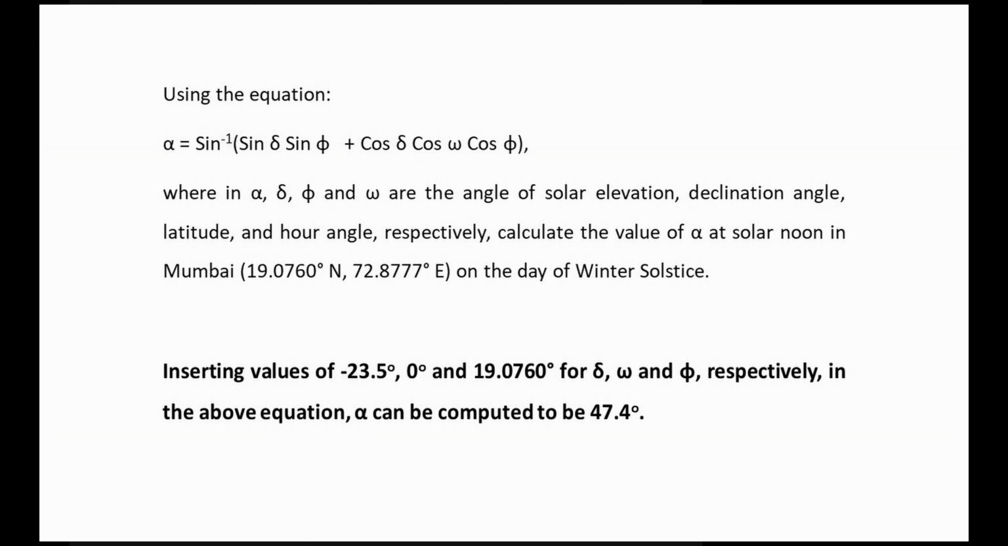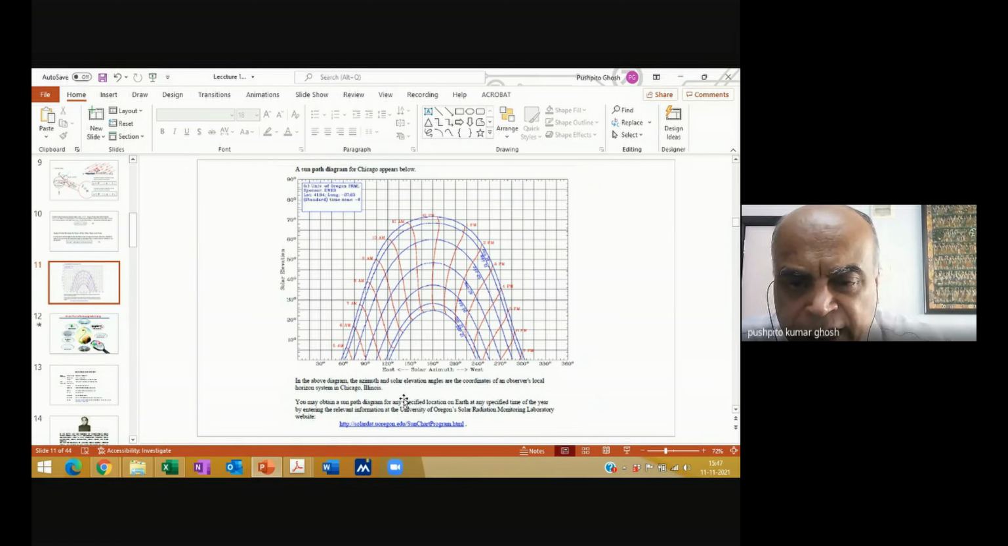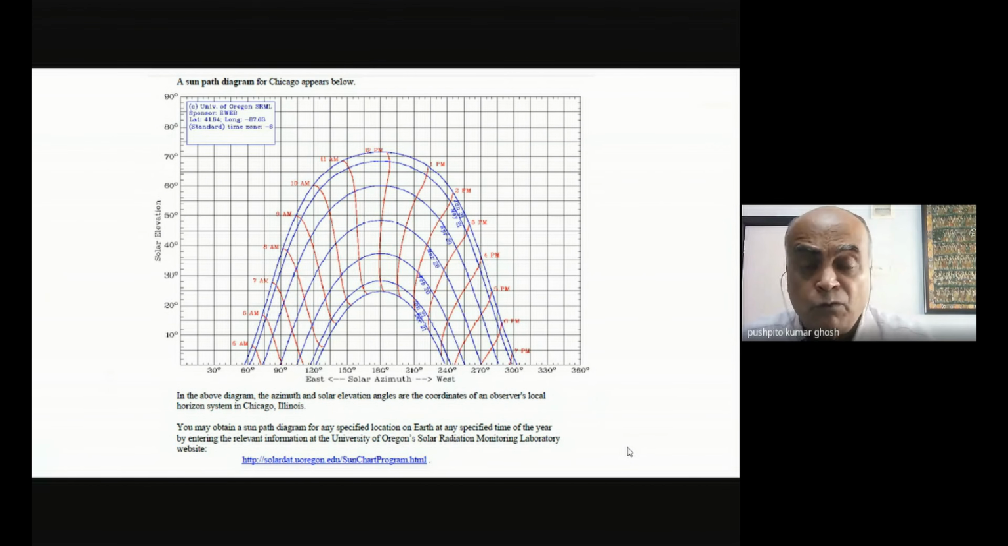So you can, for example, find out in Mumbai what your angle of elevation is. There is a software, I don't know if it's still working, a calculator. You just have to put in all these values, your omega, alpha, etc., and it will tell you the angle of elevation in your case.